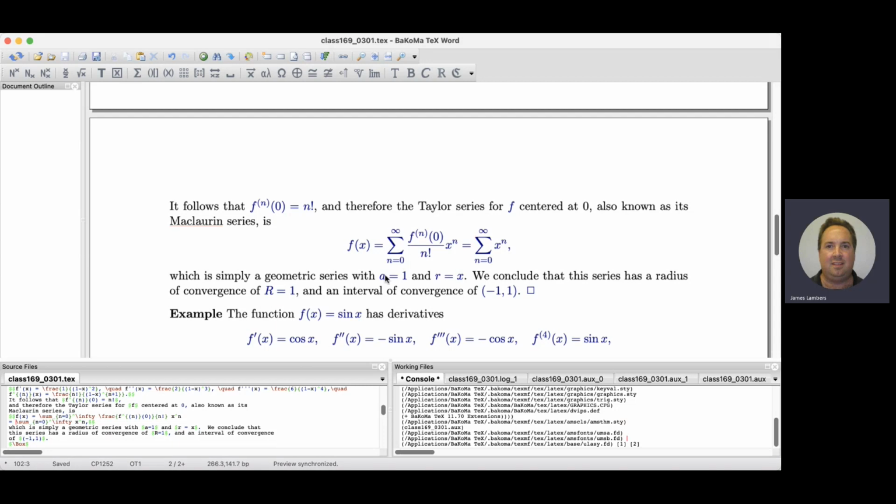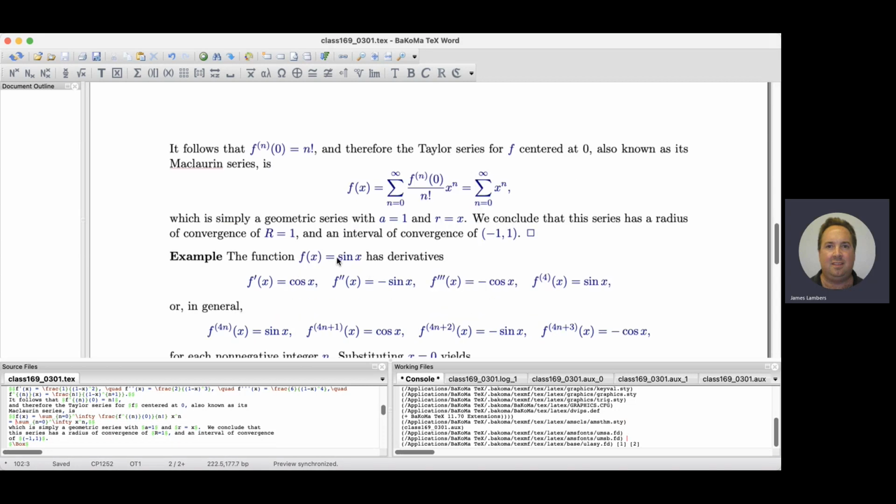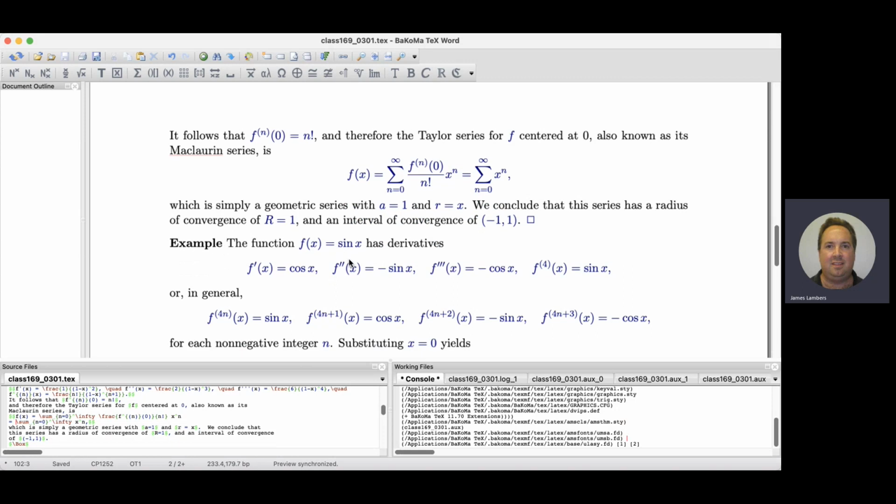All right. Next example, f of x is sine x, and we'll continue with center x equals 0. So here are the derivatives. You take a derivative of sine, you get cosine. Take a derivative of that, you get minus sine, then minus cosine. And then take a derivative of that, and you're back to sine. So all the derivatives cycle through these four functions: sine, cosine, minus sine, minus cosine.